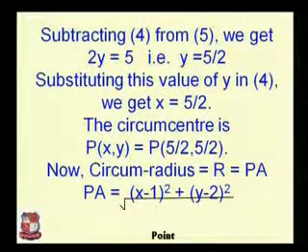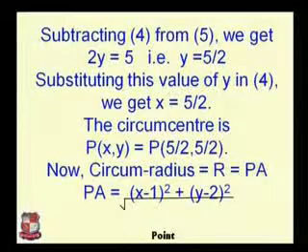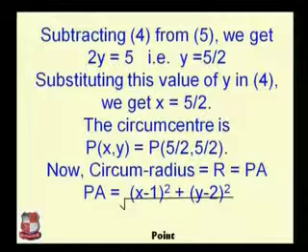Now the circumradius r is equal to PA. By using the distance formula, r is equal to the square root of (x minus 1) whole square plus (y minus 2) whole square.